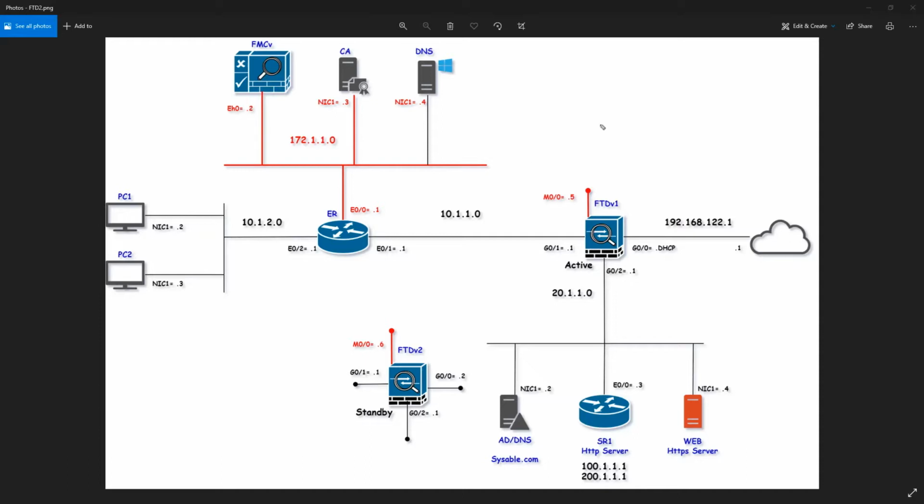In this video, we'll be looking at the very important topic, that is SSL decryption. So first, we will understand what this is.